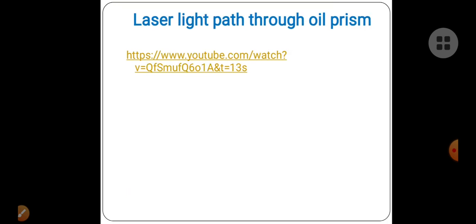Also, instead of water, you can fill oil in that prism, because we have kept it open from the other side and it is closed from one side. So from the other side we can remove water and add oil inside it, and again we can experience the bending of light. For that also you can watch this video. It is also a YouTube link. I have made this video, and you can get an idea of how you can perform this practical activity.